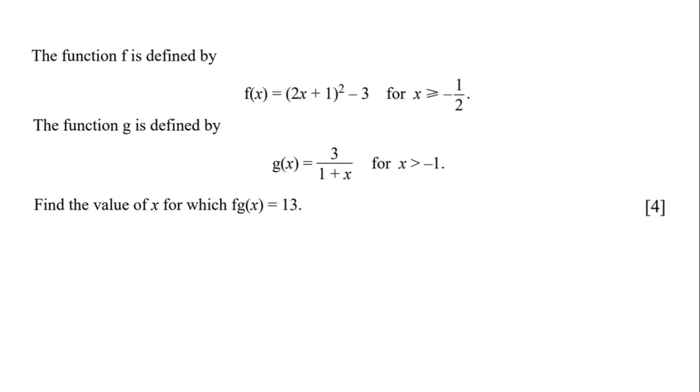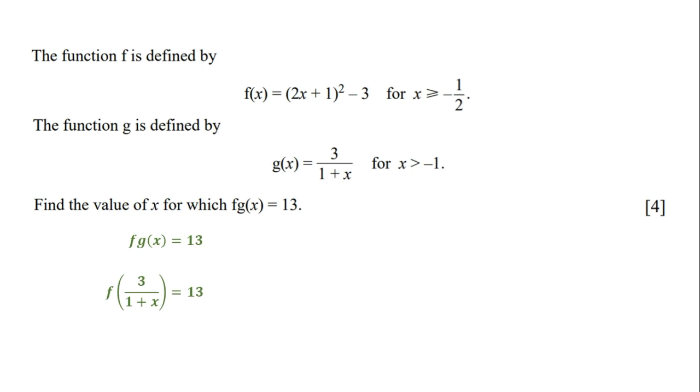The value of the composite function is already given, which is 13. What you need to do is to find out first what is f of g of x. You notice that f was written first, then g of x. So it means g of x will be an input to f. So what is g of x? 3 over 1 plus x. Thus, it will be f of 3 over 1 plus x is equal to 13.